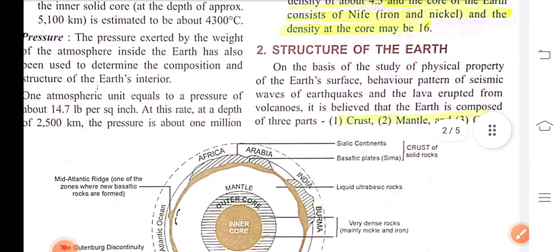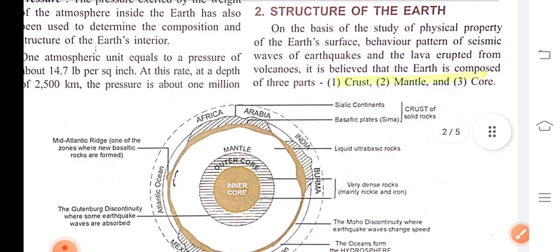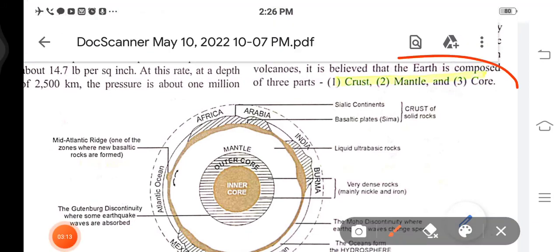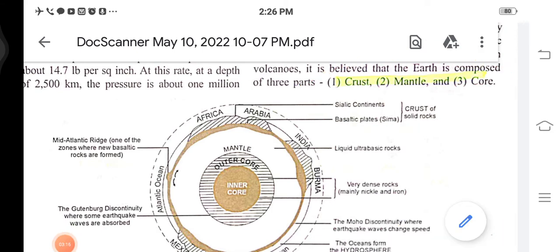Then comes the structure of the earth. On the basis of the study of the physical properties of the earth's surface and the behavior pattern of seismic waves of the earthquake. You have the chapter on earthquakes in the third term or semester 2. There is this word, seismic waves. These are the waves of the earthquakes. So the behavior of the earthquake waves and the lava, which we discussed in the introduction also, suggests that the earth is composed of three parts: crust, mantle and core. So this is the same thing.